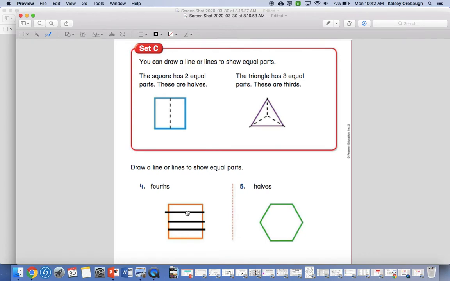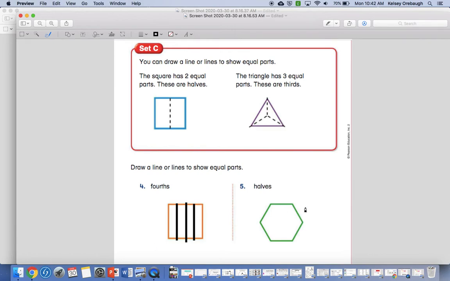All right, you can also draw columns. So I'm going to delete these. And instead of drawing 3 lines across, I'll draw 3 lines down to make fourths. 1, 2, 3 lines, and I can count my parts. 1, 2, 3, 4. 4 equal parts.